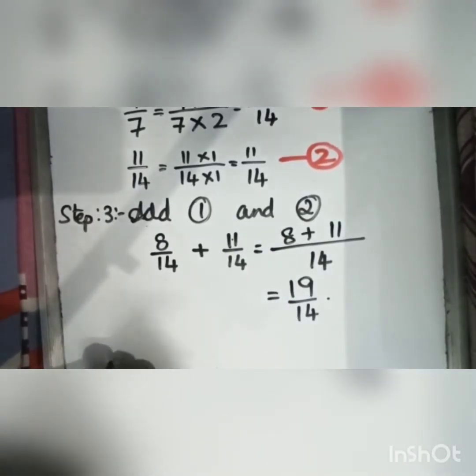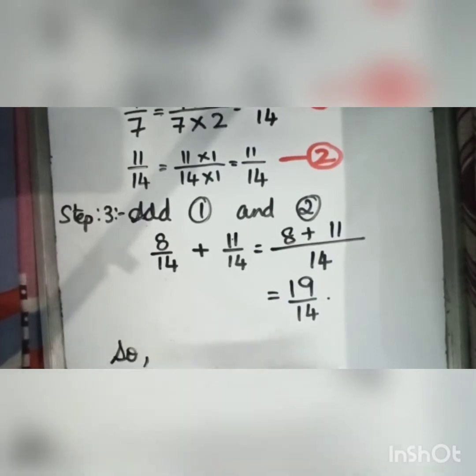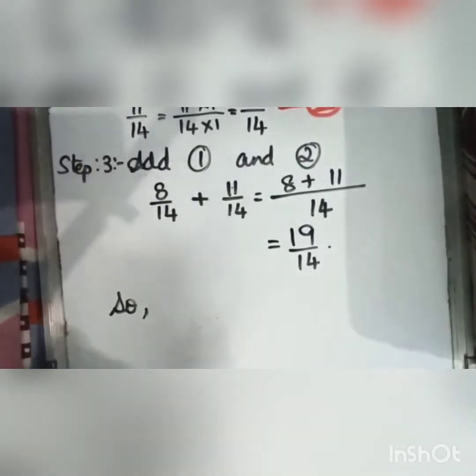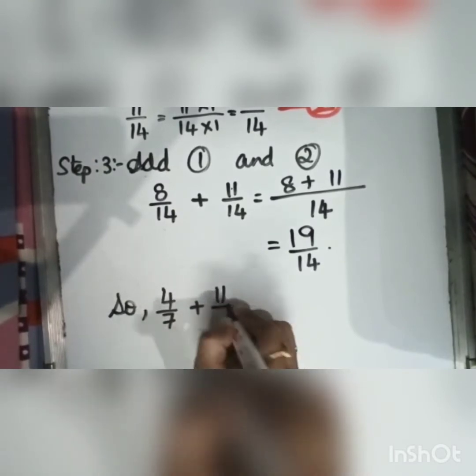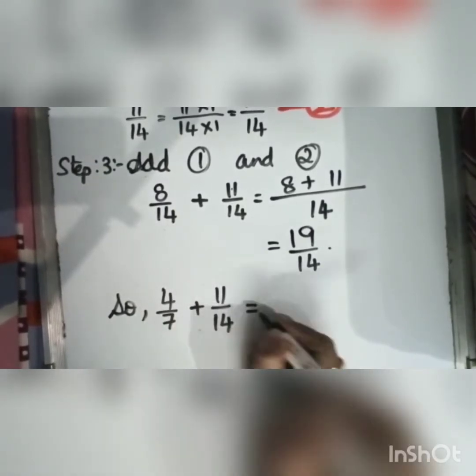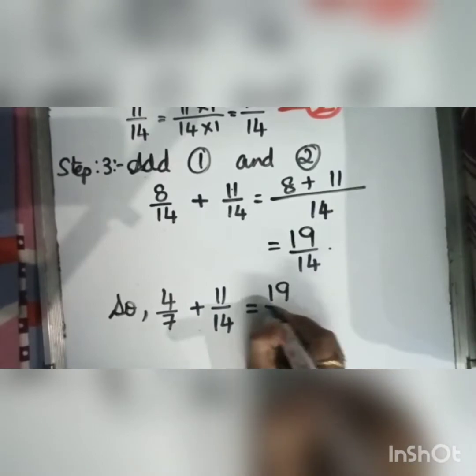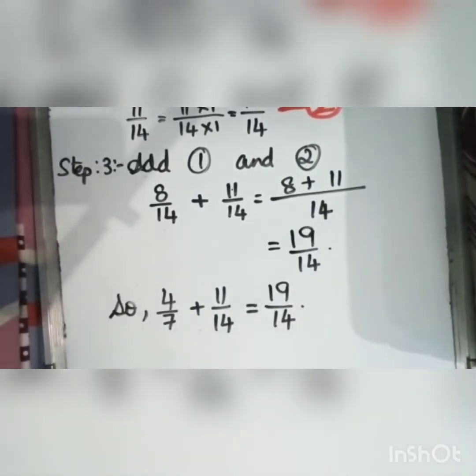So what will be my last step? Last statement: 4 by 7 plus 11 by 14 is equal to 19 by 14. This is how you will do it in your classwork.